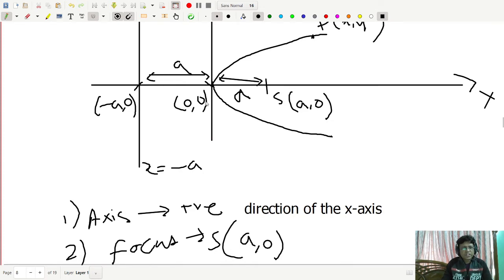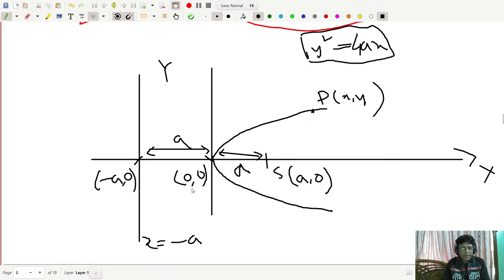Look at that. The distance of the directrix from the vertex is equal to the distance of the focus from the vertex. So these two distances are equal. So this is x equal to minus a because it's parallel to the y-axis, right? So x plus a equal to 0 is the equation of the directrix.